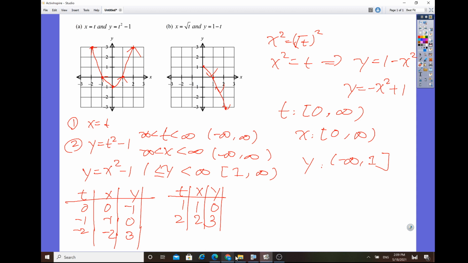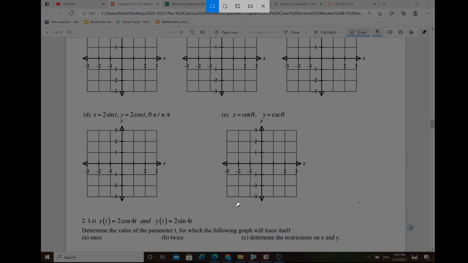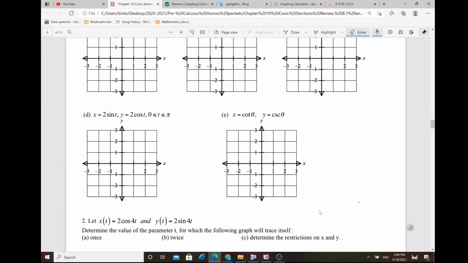Okay, so now let's see what else we have for this template. Okay, let's do one with the trig functions. So for d, okay, we can do both d and e.